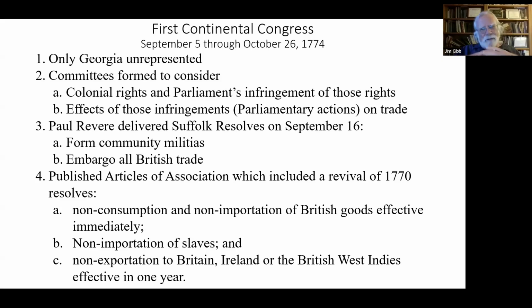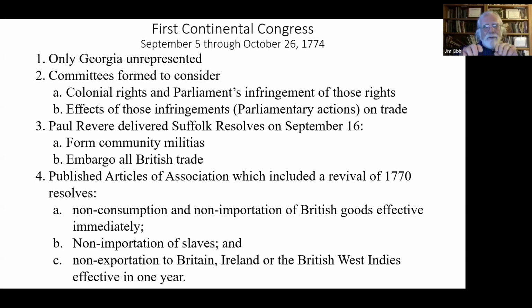The Suffolk Resolves come from Suffolk County, which included most of what is now Boston, though not Cambridge, but it was a large area. The Suffolk Resolves call for the formation of community militias. This is not a colony-wide militia. They're talking about each community, and New England is set up on a township basis. So there are a lot of towns there, and each of them was expected to raise its own militia. And they resolved to embargo all British trade.